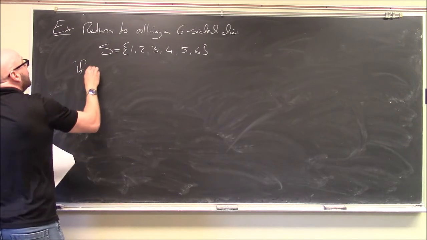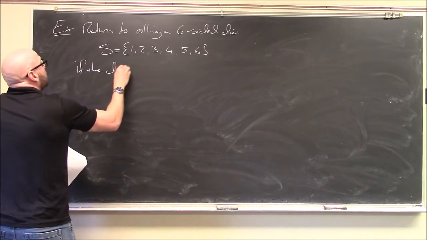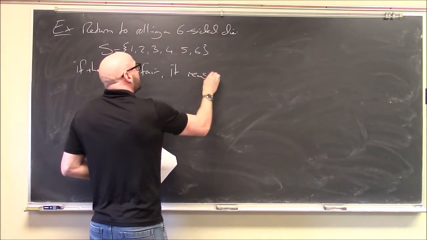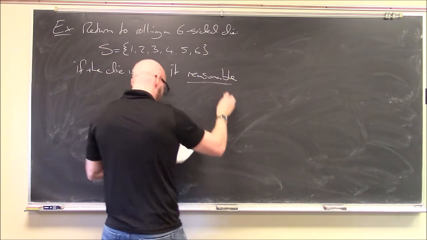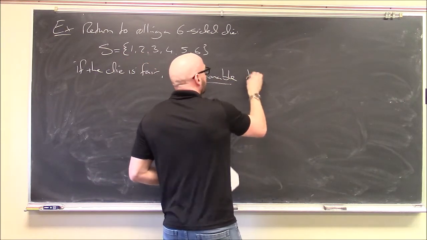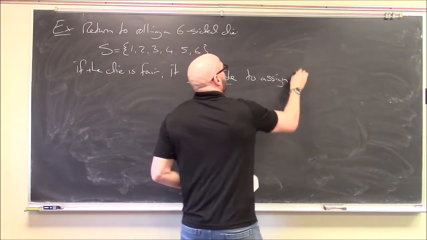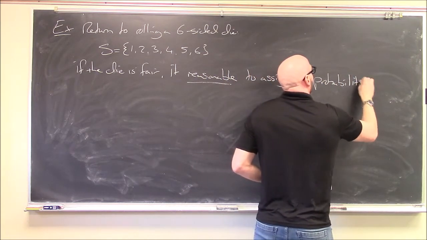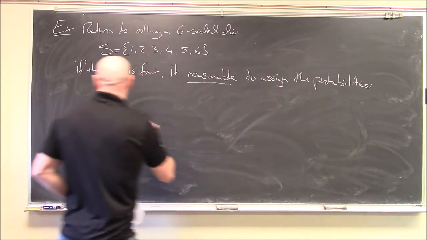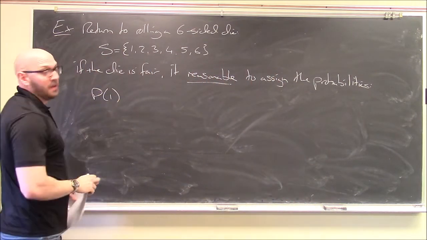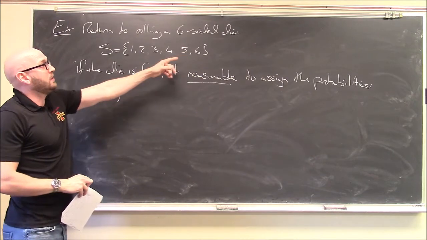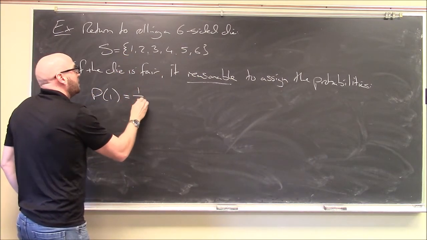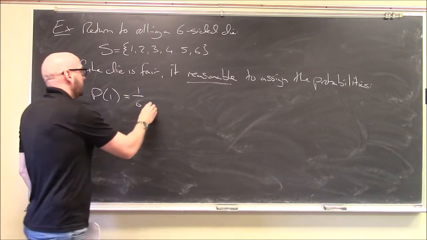So if the die is fair, it's reasonable to assign the probabilities equally. Probability of rolling a 1: I have 6 different possible outcomes, so if I'm going to assign them all the same probability, the probability of rolling a 1 would be 1 out of 6, 1/6.